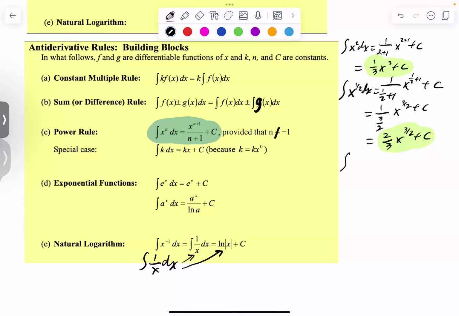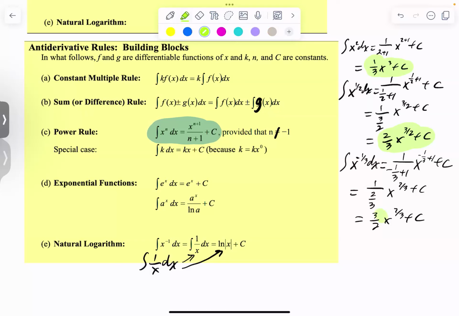Do the integral of x to the -1/2. Let's make it -1/3. Something different. -1/3 plus 1 gives me 2/3. This gives me 3/2 x to the 2/3 plus c. So you can see the power rule is very useful, very easy, but it can get very clunky. And so we'll need to be extra careful as we're looking at that.